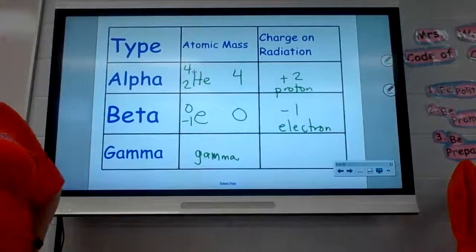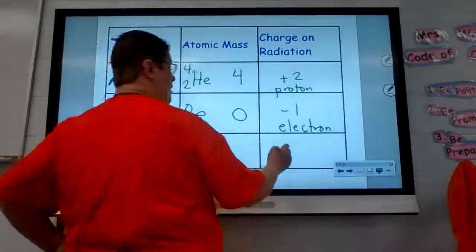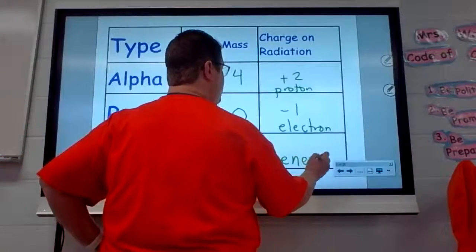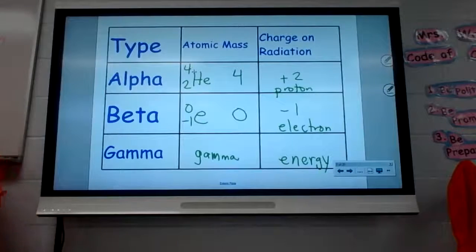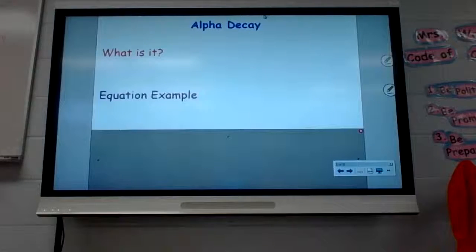All right, and gamma is just energy. So if it's just energy, it has no mass and it has no charge. Okay? Everybody with me on that? Are you with me now? Now, we're going to use this to balance equations today. So yesterday, we talked a little bit about alpha decay.